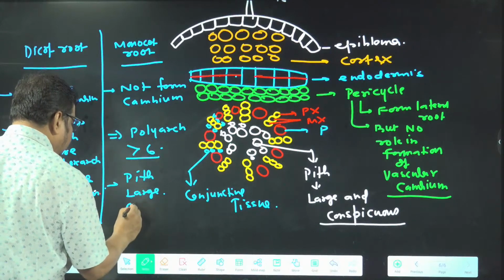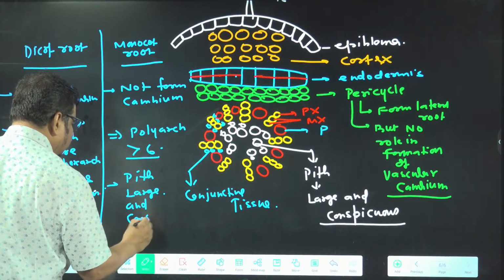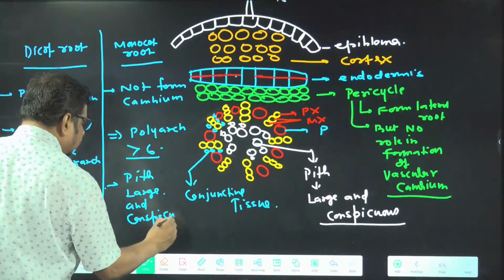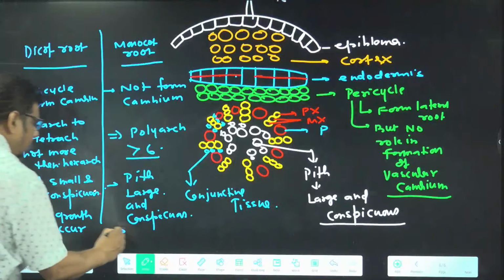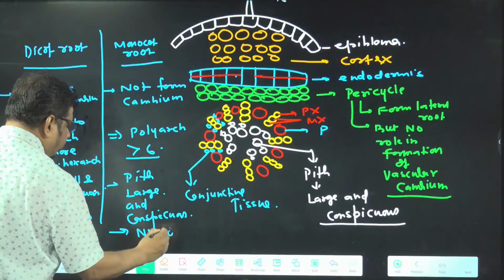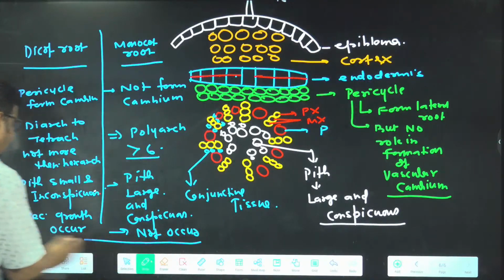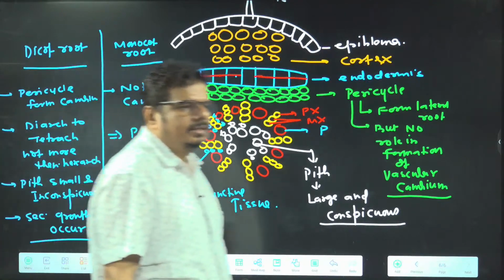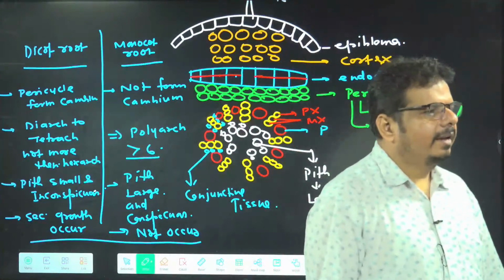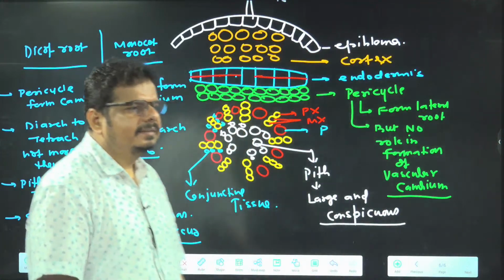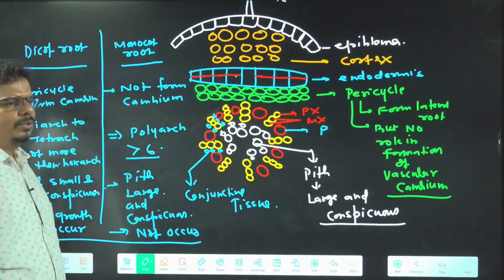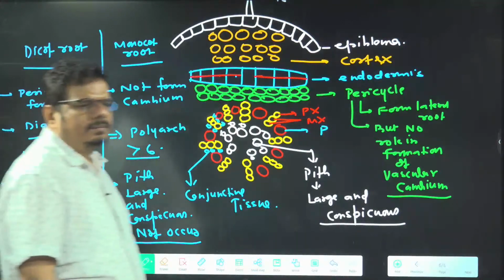Large and conspicuous. Secondary growth occurs here, not here. Is the difference clear or not? So these are the differences between dicot and monocot. Clear? Is it all right? So root is over. Dicot root over, monocot root over.